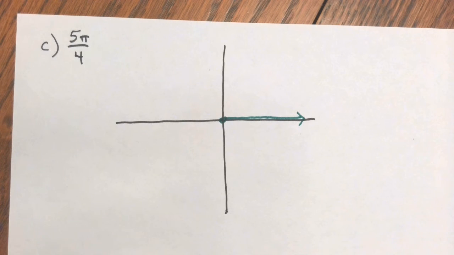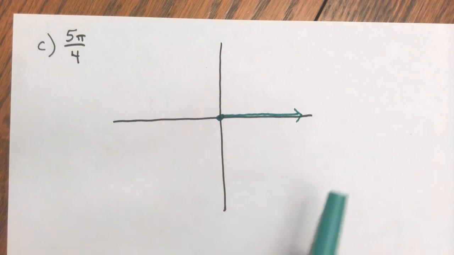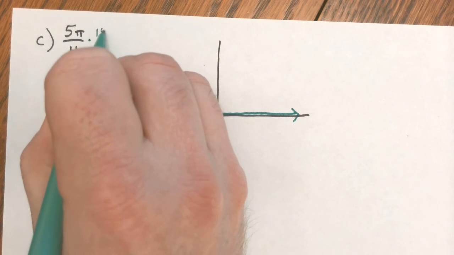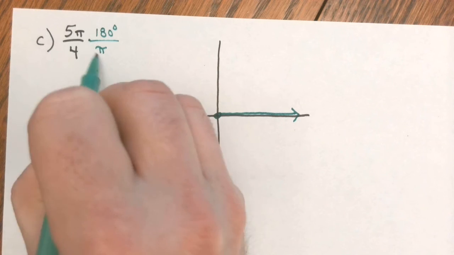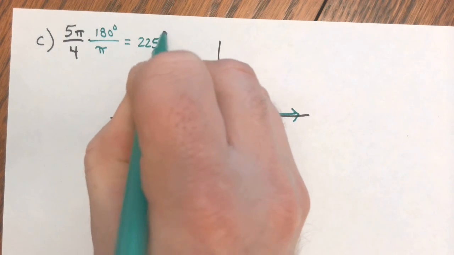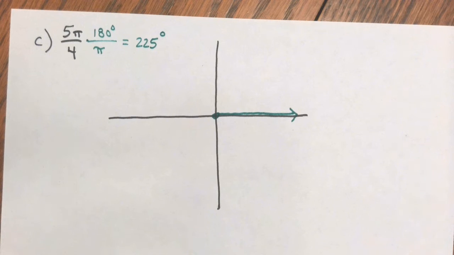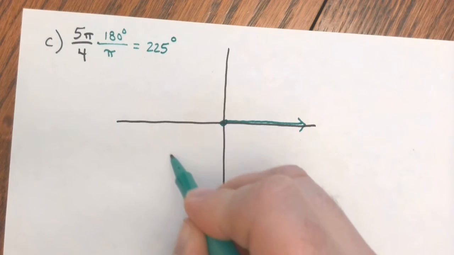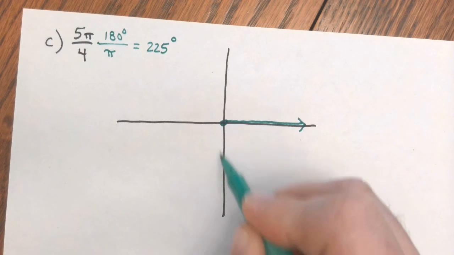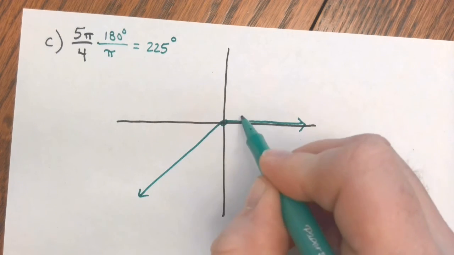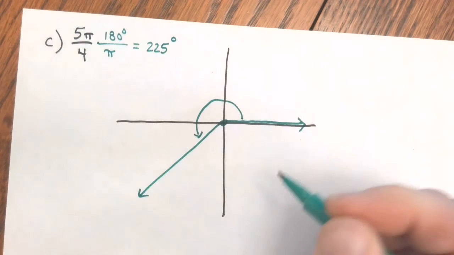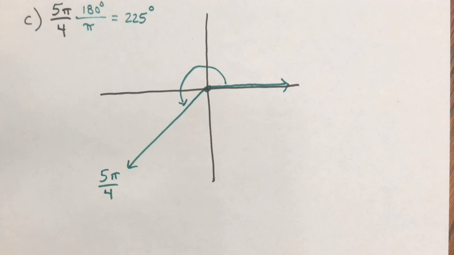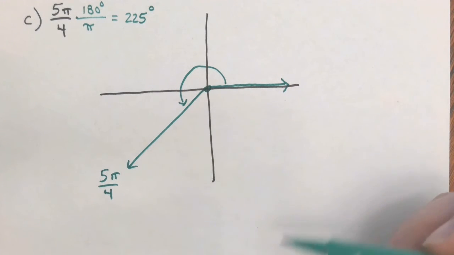If you're going to convert it into degrees, and you're more comfortable with degrees, that would be an okay thing to do. You would multiply by 180 degrees over pi. The pi's would cancel, and you would end up with a 225 degree angle. Halfway around is 180, so it's past that. 3/4 of the way around is 270, so it's not quite that far. So our angle, which is 5 pi over 4, is going to be down here in the third quadrant.